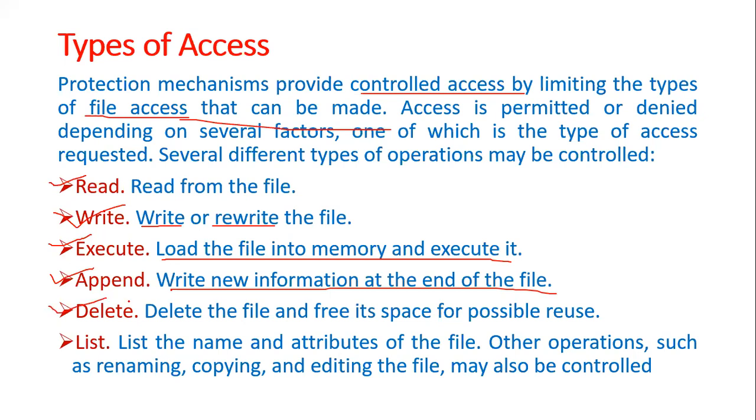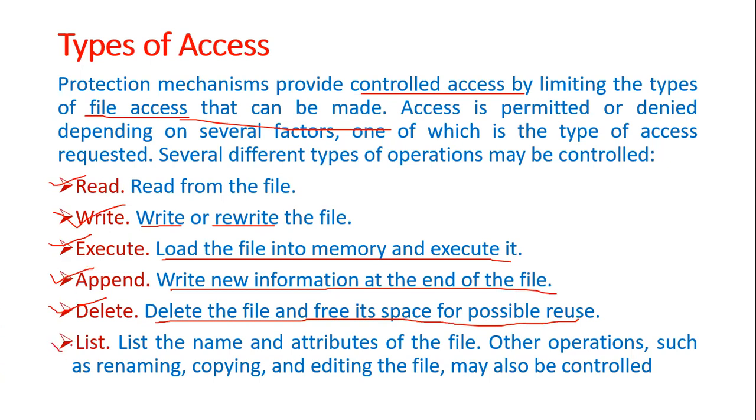Next access is delete. The user may have the right to delete the file and free space for possible reuse. If you give only read access, the user does not have the right to write, execute, or delete. He may only read some information from the file. Write means he is able to write or rewrite data in the file. Execute means the user has permission to load the file into memory and execute. Append means the user can write new information at the end of the file. Delete means the user has rights to delete the file to free space.